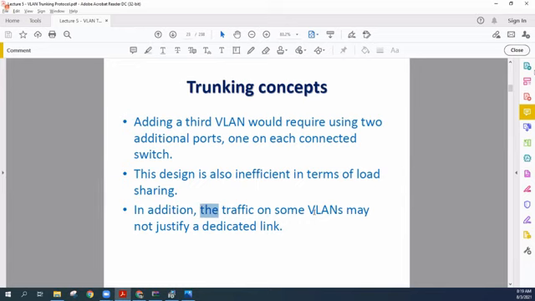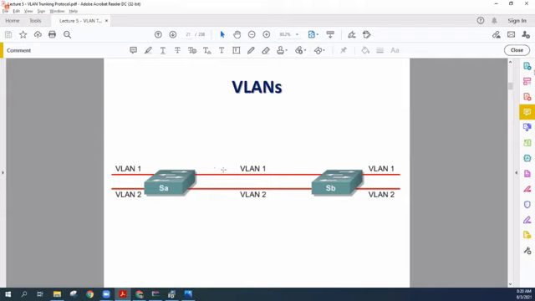In addition, the traffic on the same VLANs may not justify a dedicated link. The traffic on the same VLAN may not justify the dedicated link. It means the same thing. That means once we have this kind of network, one link might not be busy, one link might be busy. But if we just combine and allocate the bandwidth with related to these two links, when one link is not using, it is not a problem because the other one can utilize the available bandwidth as much as it wants.